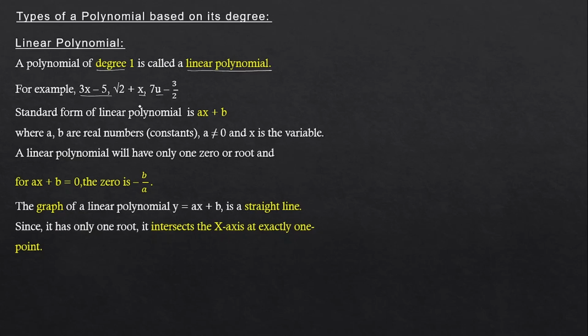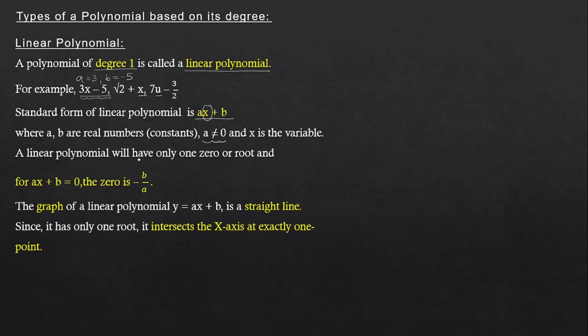How can a linear polynomial be expressed in a general form? It can be written as ax plus b, where x is the variable and a and b are real numbers. For instance, in these examples, the coefficient of x is a and the constant term is b. In this particular case, the coefficient of x is 3, so the value of a is 3, and the constant term, which is minus 5, is the value of b. So ax plus b is the standard form of the linear polynomial. Here, a is not equal to 0, because if a becomes 0, then the x term also becomes 0, and then it is no more linear.